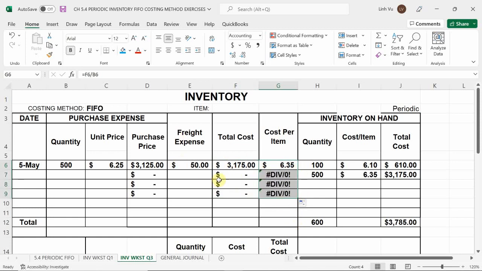Okay. Now notice this says right here that you have a division problem. The reason is because you have an empty cell. So don't worry, as you plug in the numbers, it will fill in, and that error code will no longer be there. Okay.